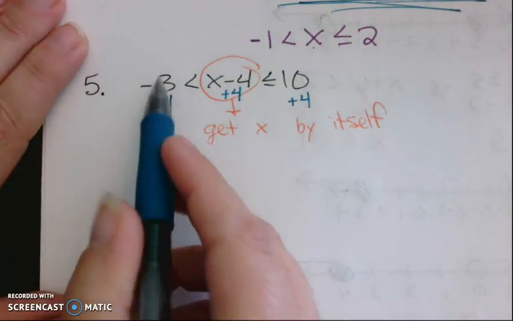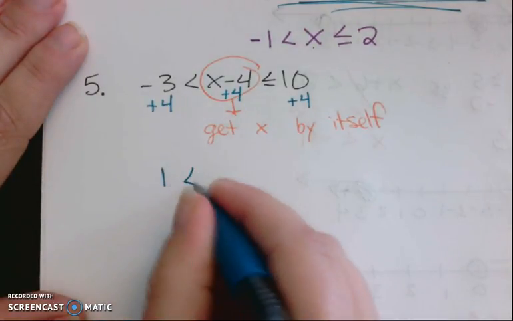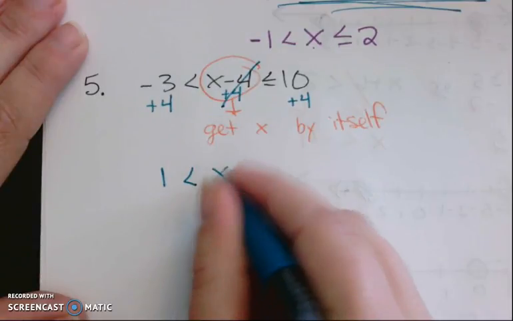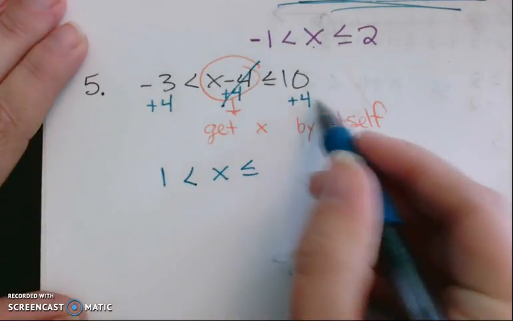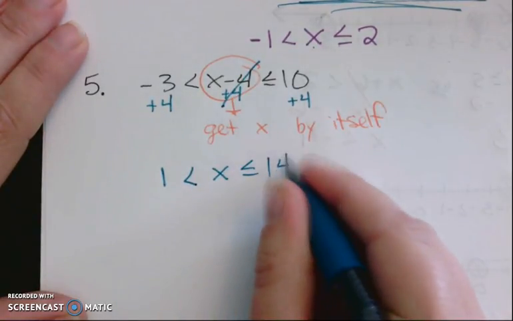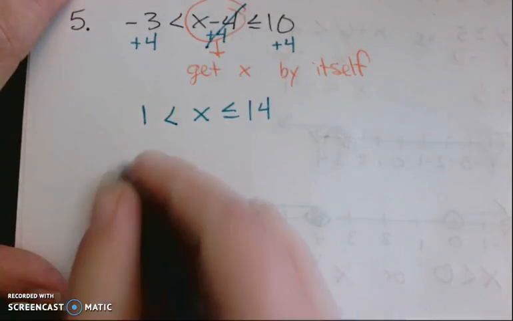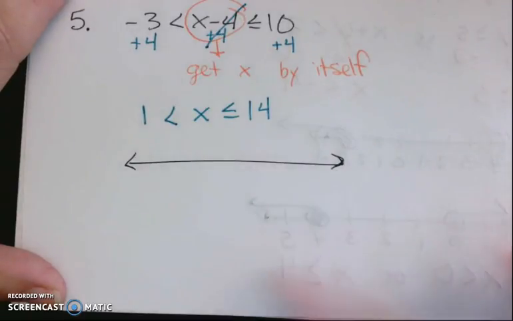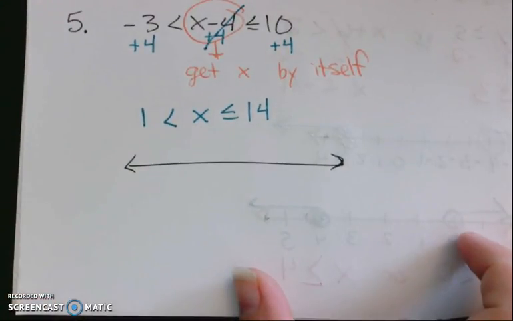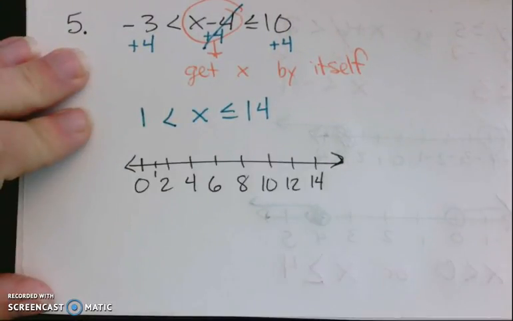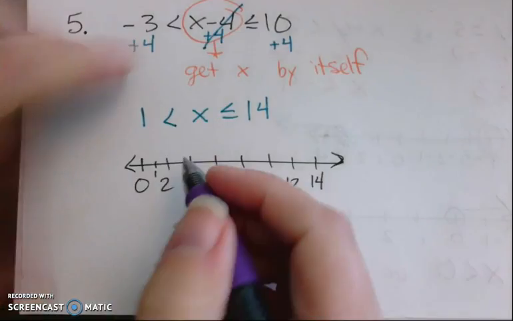All right, -3 plus 4 is 1. These cancel out, leaving just x. And 10 plus 4 is 14. So there we go. That's how we solve it. And after we solve it, now we're going to graph it. So let's count by 2's on this one. All right, so I got my number line. And now just look at this part.